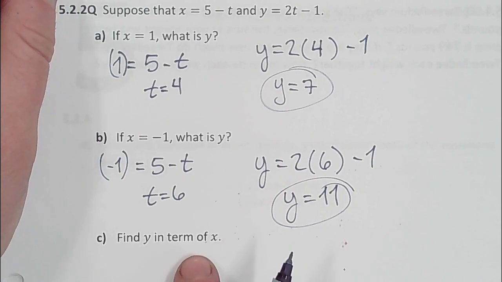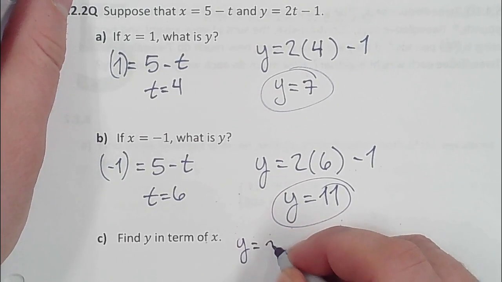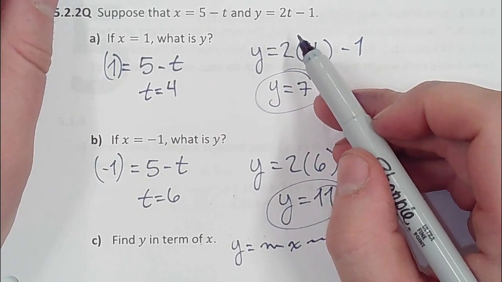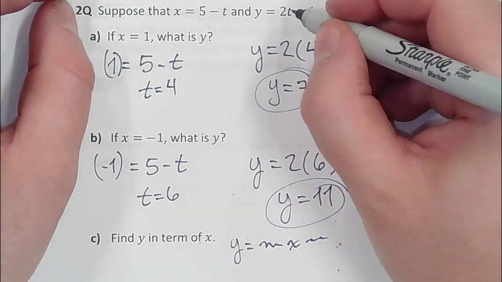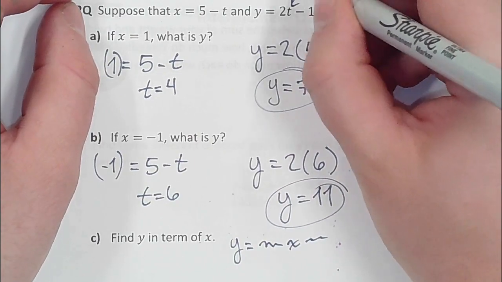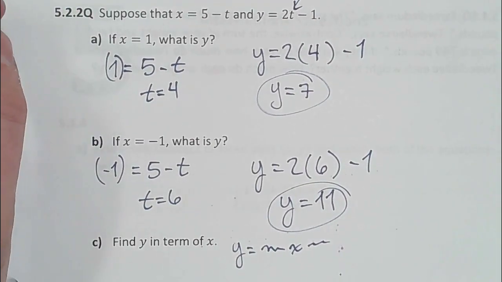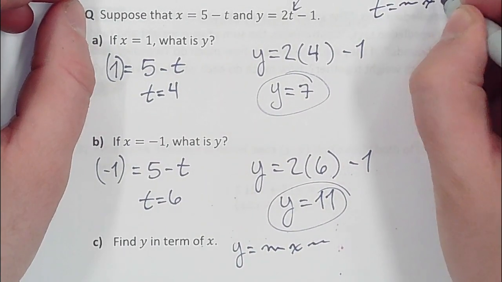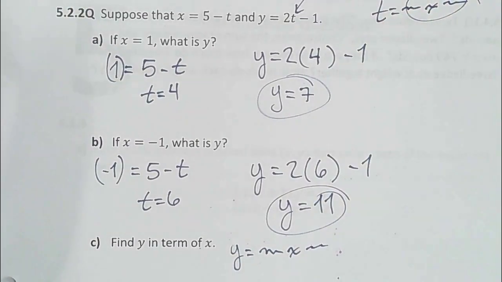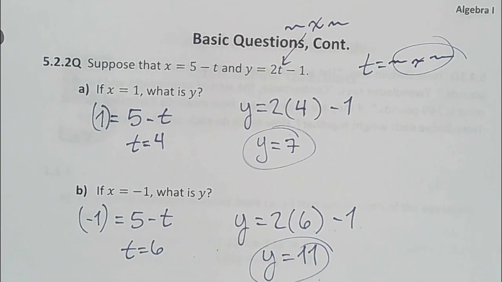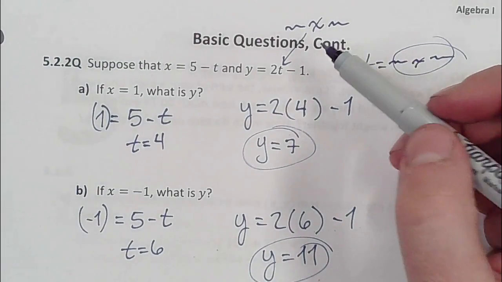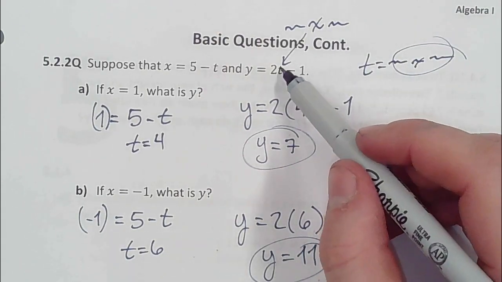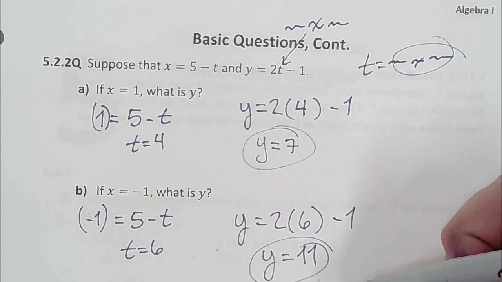Now it says find y in terms of x. So that means we need to get y equals a bunch of junk with x in it. Right now we have y in terms of t. So here's what we're going to do. I'm going to replace that t with something with x in it. So how can I get t in terms of x? Because if I know t equals a bunch of junk with x in it, then I can take that stuff and substitute it in. Again, I'll say that again since it was off screen. I'm going to get t in terms of x. Because then I'll be able to plug in something with x in it and have y in terms of x.